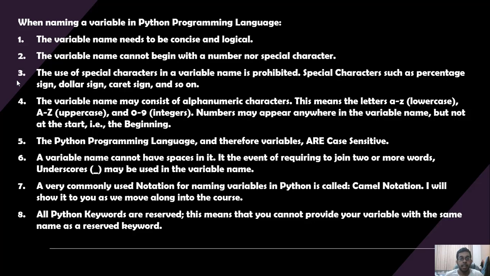Number 7. A very commonly used notation for naming variables in Python is called camel notation. I will show it to you as we move along in the course. Number 8. All Python keywords are reserved. This means that you cannot provide your variable with the same name as a reserved keyword.